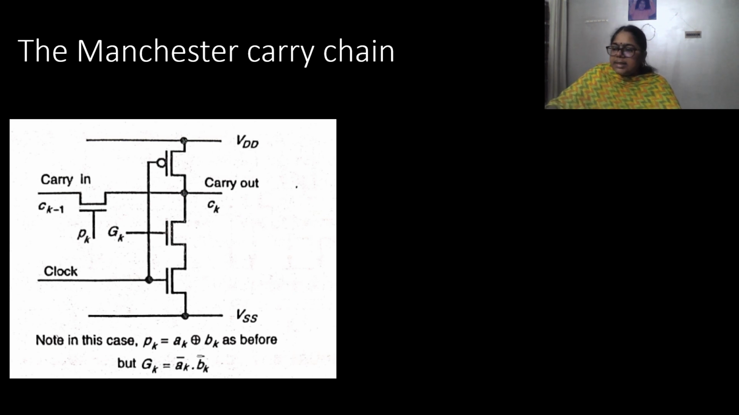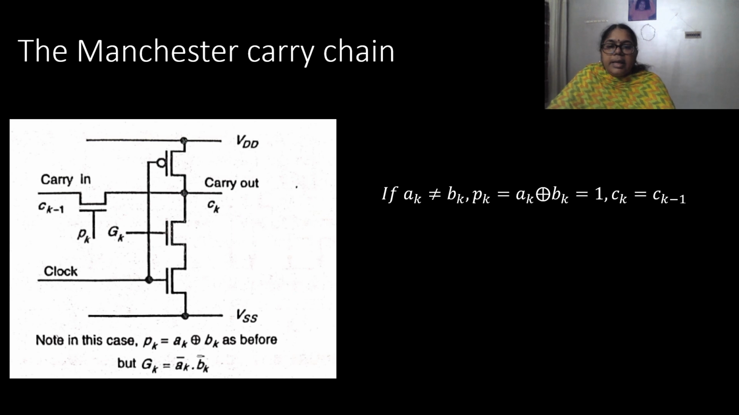So what we can see here is that if A is not equal to B, that is P is equal to 1, then the NMOS transistor is on. So when the NMOS transistor is on, CK-1 is going to pass to the output, that is carry out CK will be equal to CK-1.